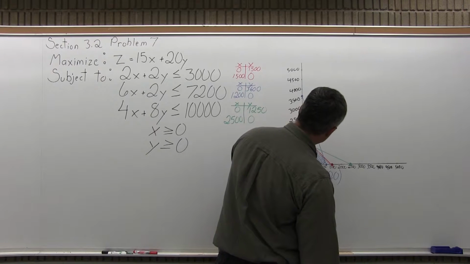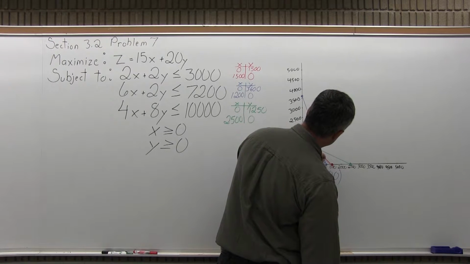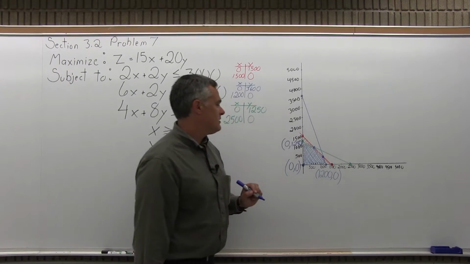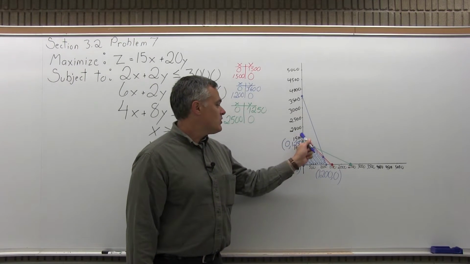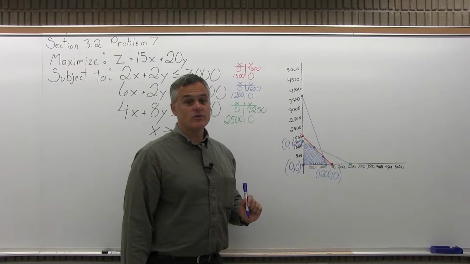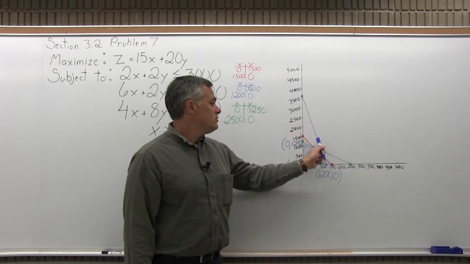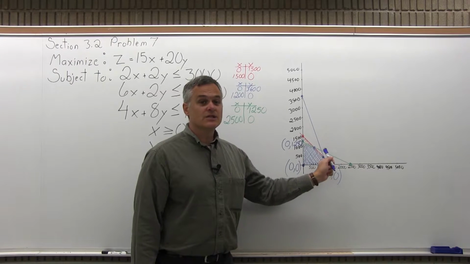But there are two more corner points that are out in the middle. Where the red line and the green line intersect forms a corner point, and where the red line and the blue line intersect forms a corner point. Notice where the blue line and the green line intersect is not a corner point.